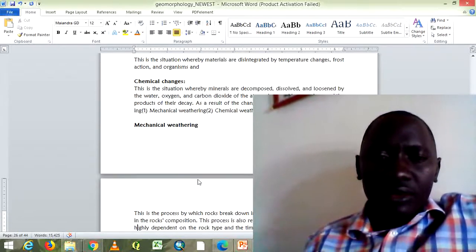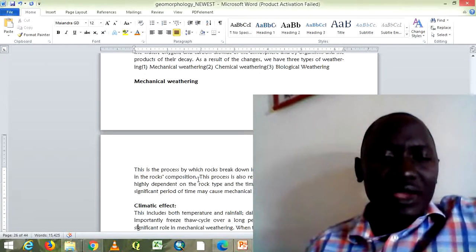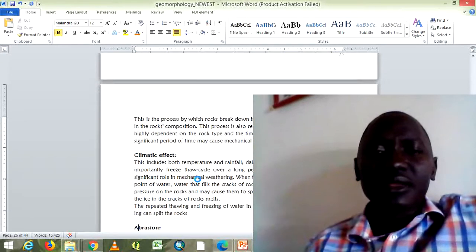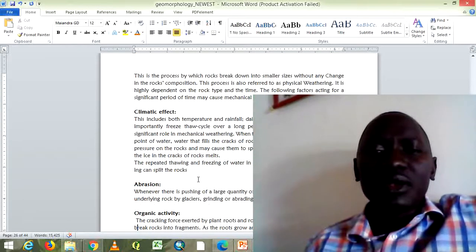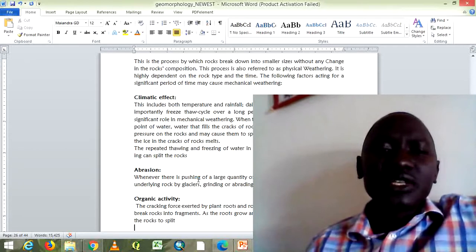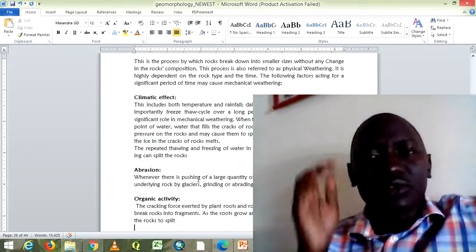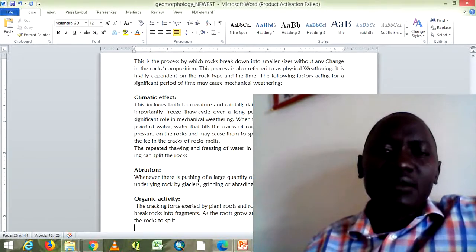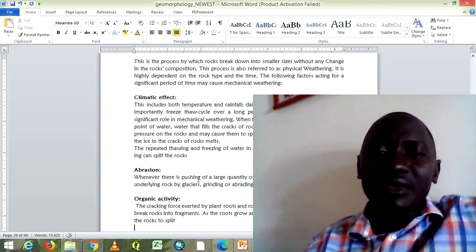Mechanical weathering, we define it as the process by which rocks break down into smaller sizes without any change in the rock's composition. It's also referred to as physical weathering, highly dependent on the rock type and time. The factors acting for a significant period of time may cause mechanical weathering.